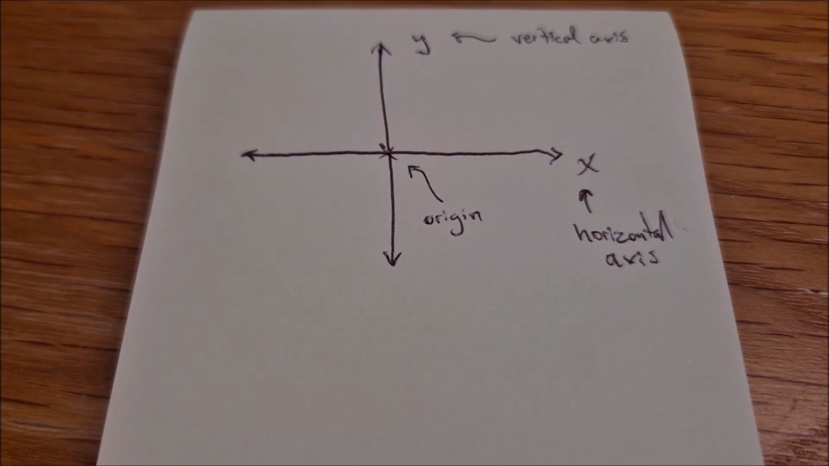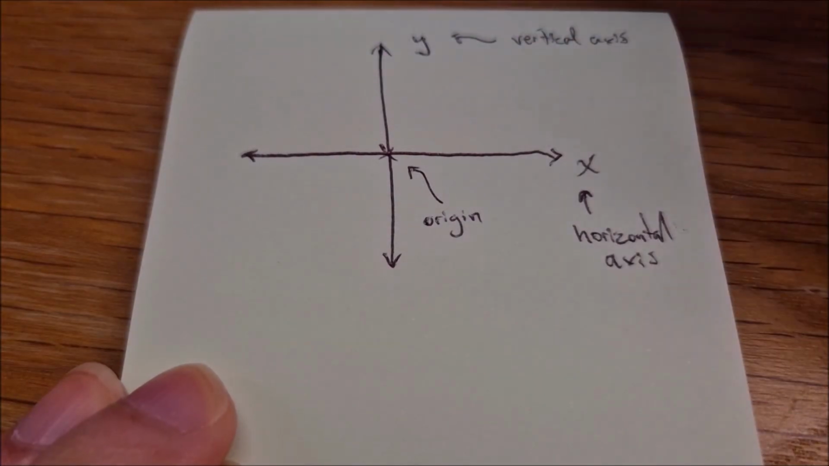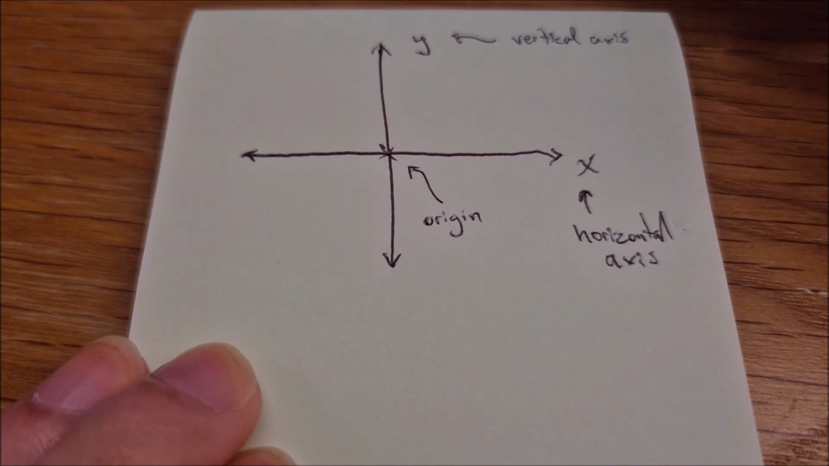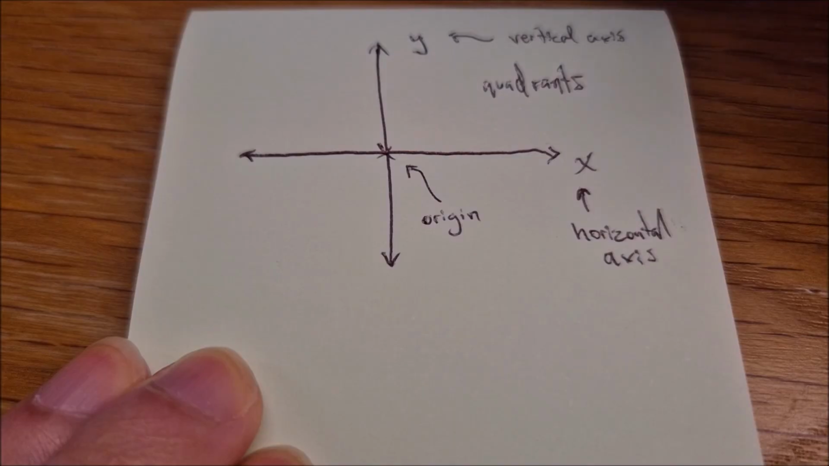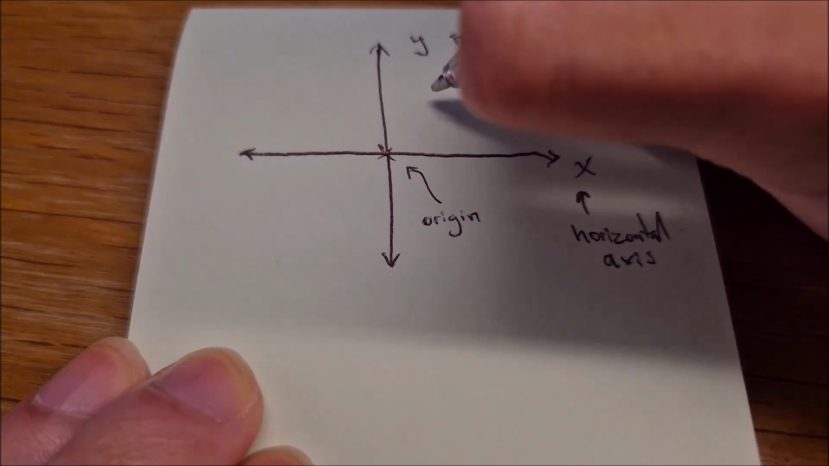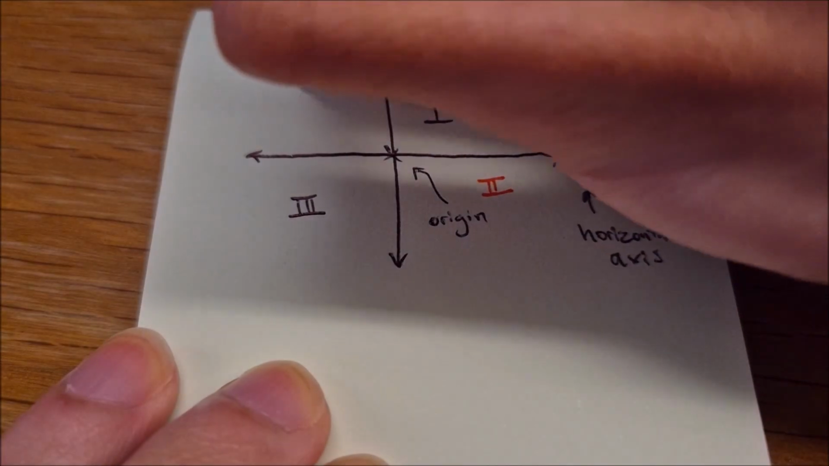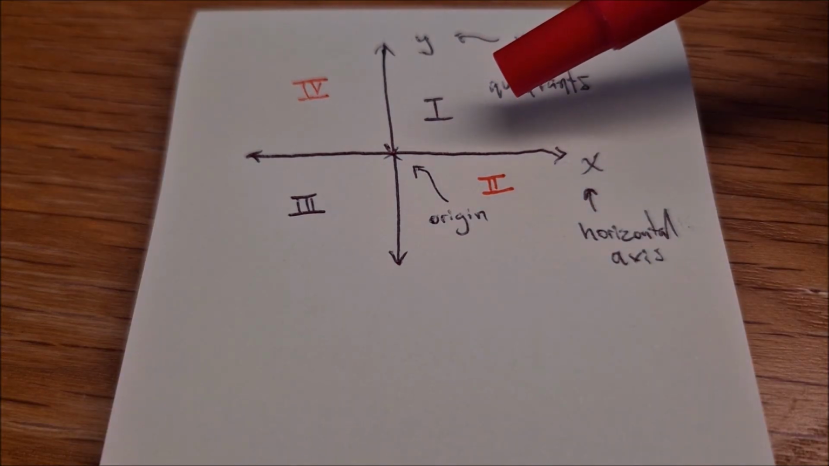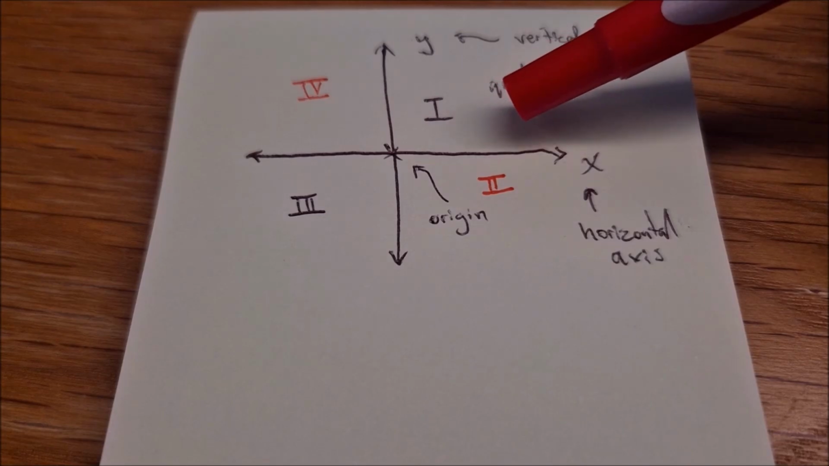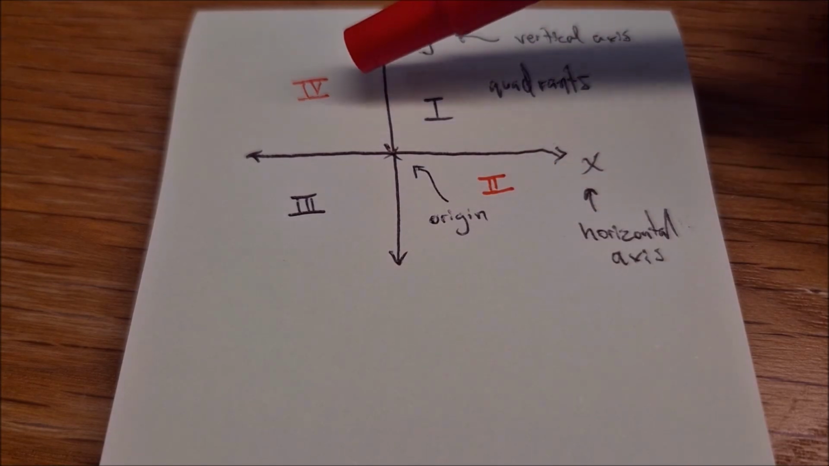Now the next important thing to note are these four areas that divide the axes, and these are called quadrants. The convention is as follows: quadrant 1, quadrant 2, quadrant 3, and quadrant 4. And it goes counterclockwise from quadrant 1 to quadrant 2, 3, and then 4.